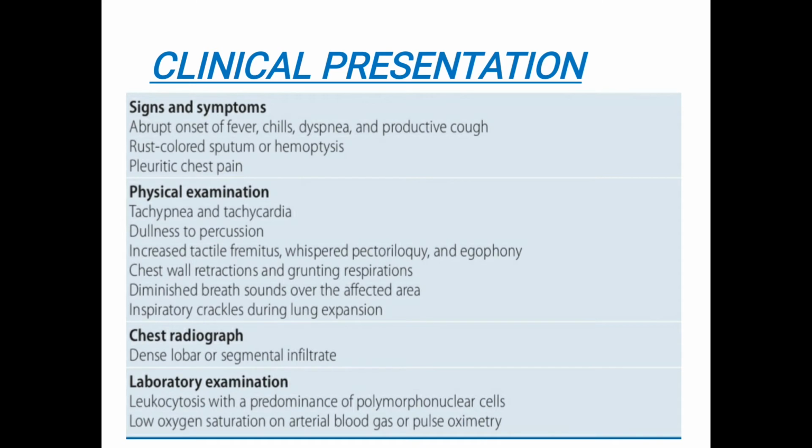In leukocytosis you can see a predominance of polymorphonuclear cells, and with the help of arterial blood gas or pulse oximetry we can find out the oxygen saturation in the patient, and you can see low oxygen saturation.